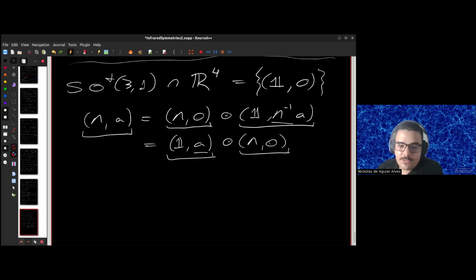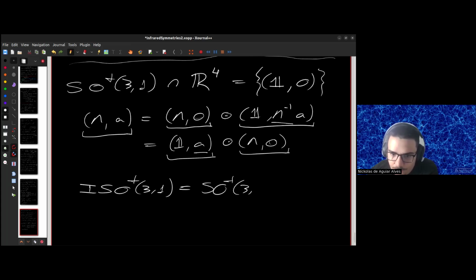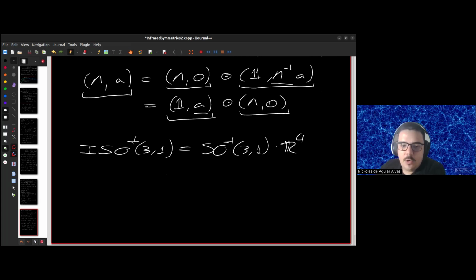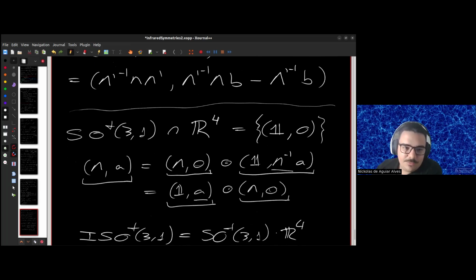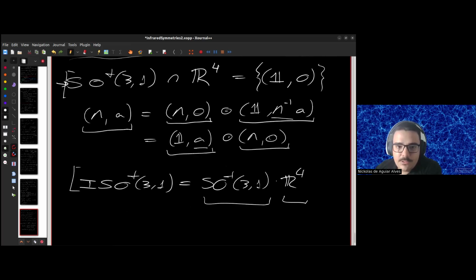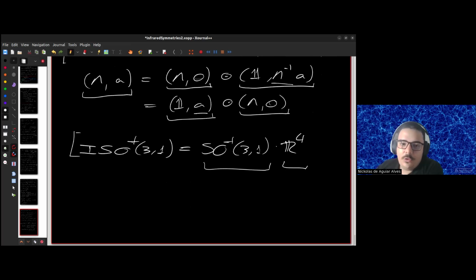And so since we have this property here, we can write the following. We can write the Poincare group as being the Lorentz group times the translations. What this means is that all Poincare group elements are a translation followed by a Lorentz transformation. And now I should point out, recall this other property here. Why am I recalling this? Because this property and this property together define what we call a semi-direct product.